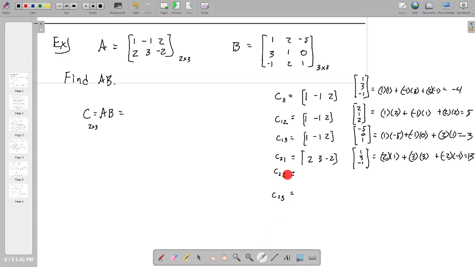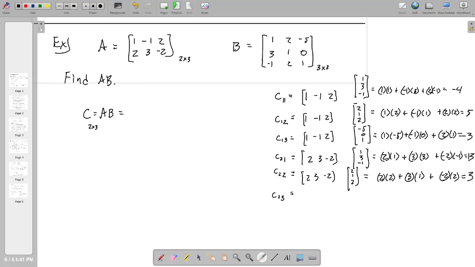Second row of A, second column of B. So 2, 3, negative 2. Second column of B is 2, 1, 2. 2 times 2, 3 times 1, negative 2 times 2. So 2 times 2 plus 3 times 1 plus negative 2 times 2. Negative 2 times 2 is negative 4, and 2 times 2 is 4, so these two will cancel, and we're left with just 3.